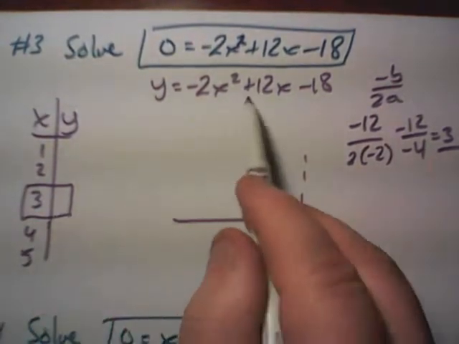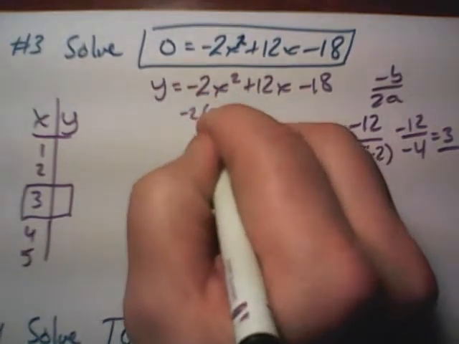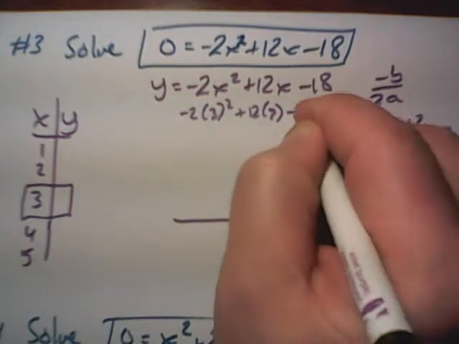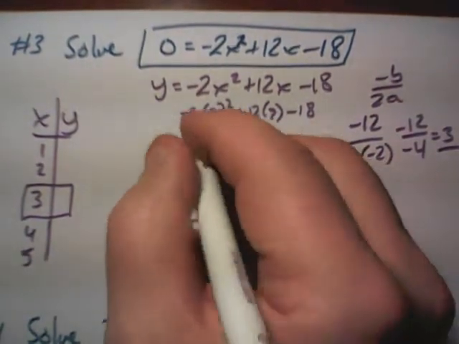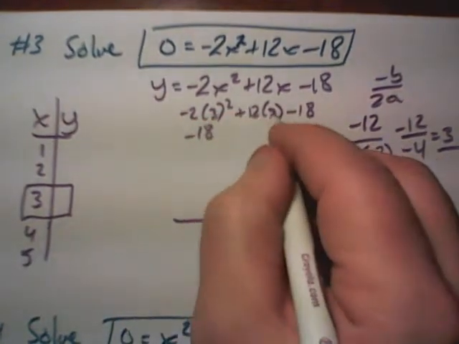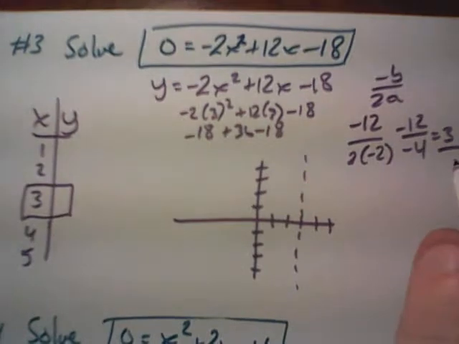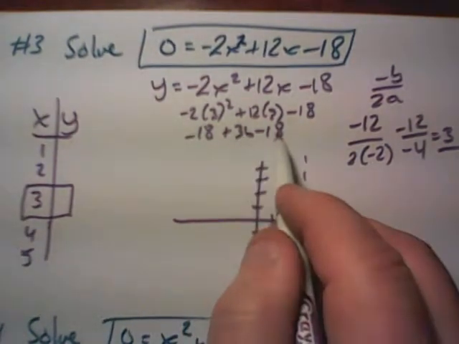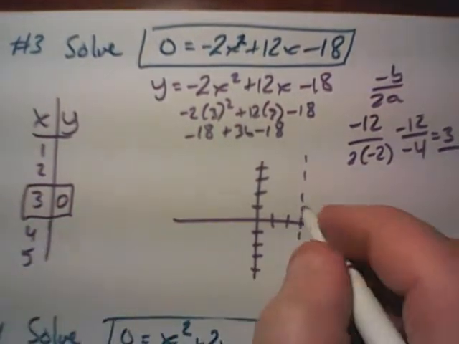Well, let's figure out where the vertex is by plugging in 3 into my original equation. I'm going to have negative 2 times 3 squared plus 12 times 3 minus 18. Well, 3 squared is 9, and 9 times negative 2 is negative 18. 12 times 3 is 36, and then minus 18. Well, negative 18 plus 36 is 18, and 18 minus 18 is 0.